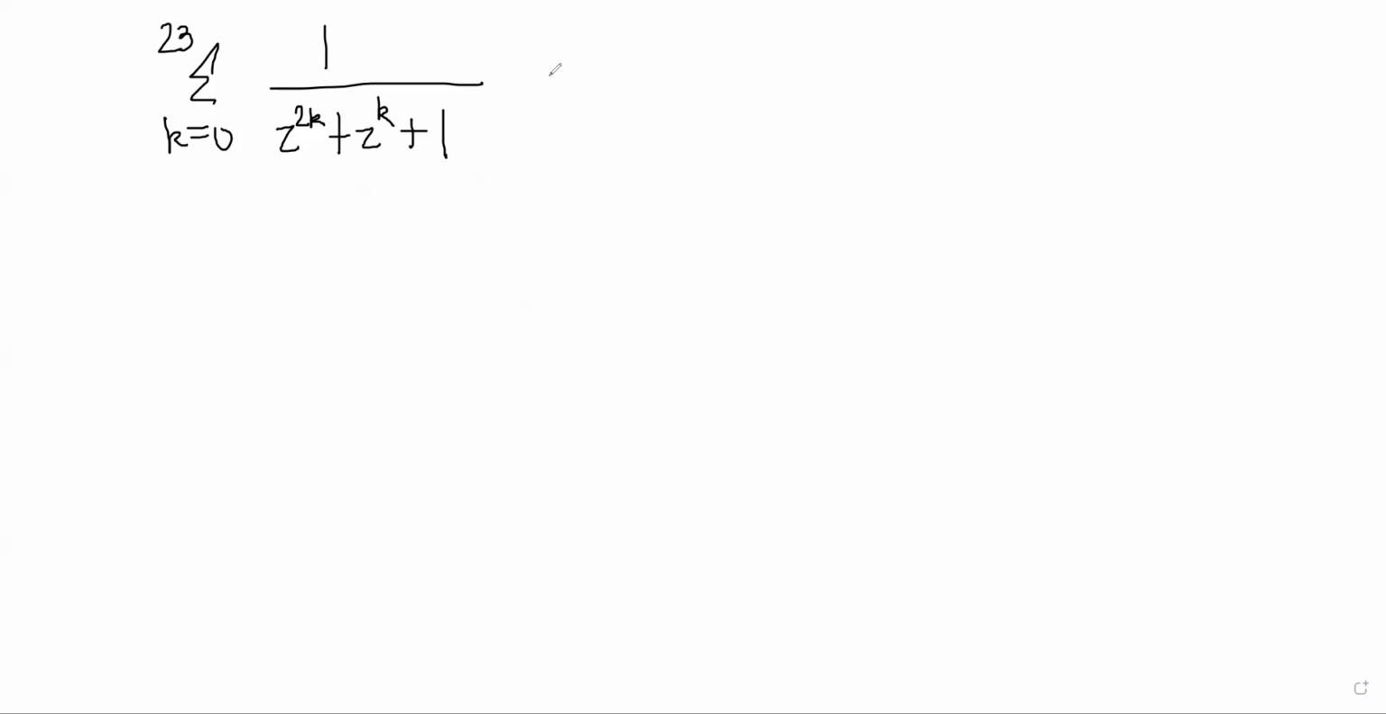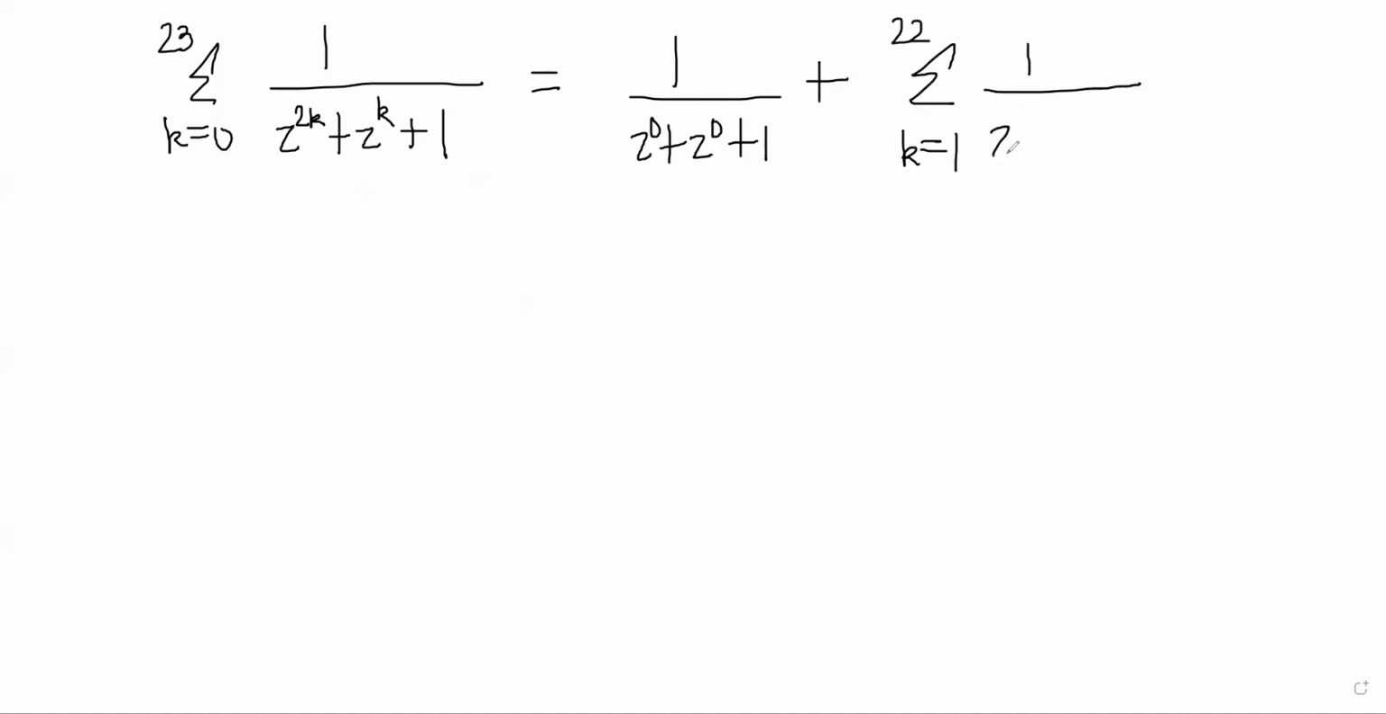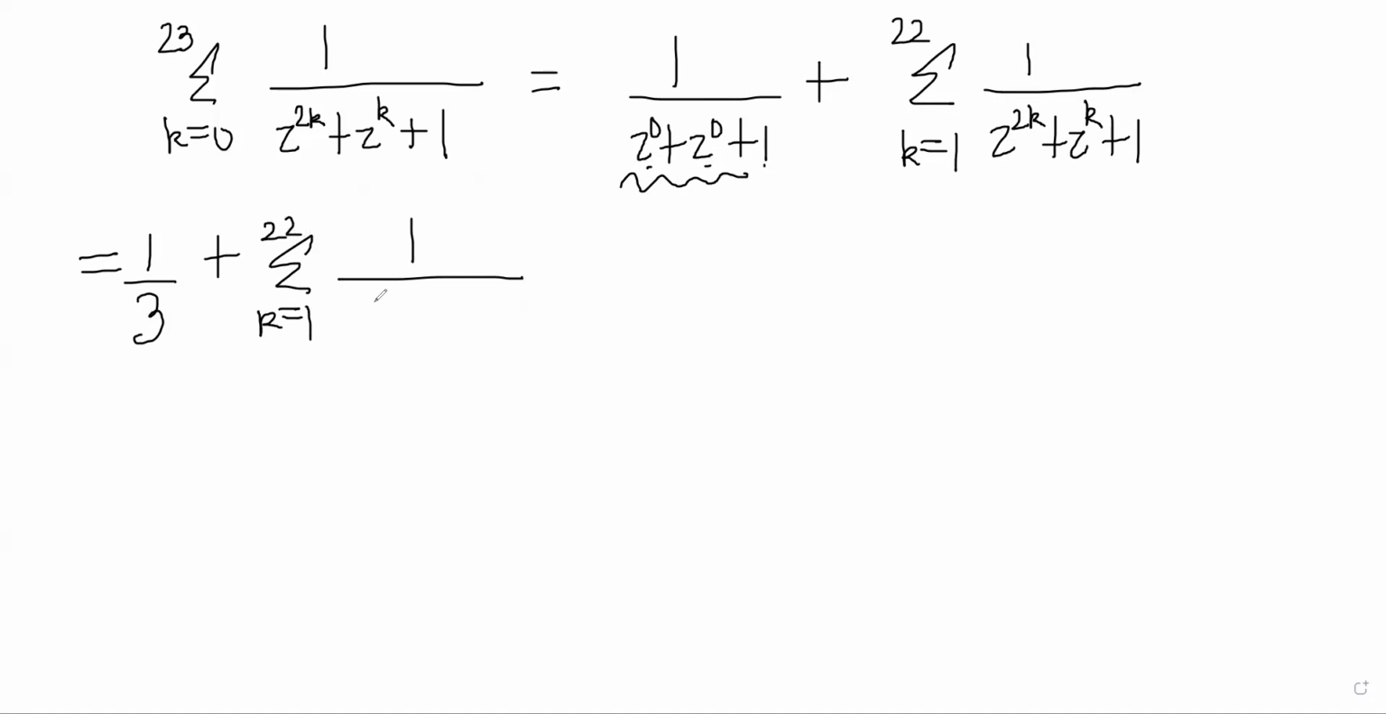Now, this can be written as, if you put k is equal to 0, you will get 1 by z power 0 plus z power 0 plus 1, plus summation from k is equal to 1 to 22, 1 by z power 2k plus z power k plus 1. So I'm getting 1 by 3 here, as all of these are 1, 1 and 1. So 1 by 3 plus summation from 1 to 22 of 1 by z power 2k plus z power k plus 1.